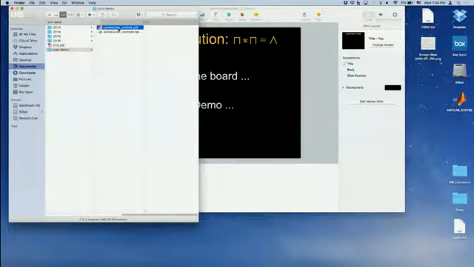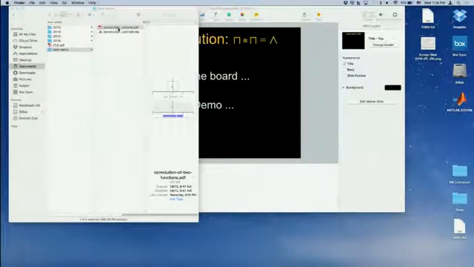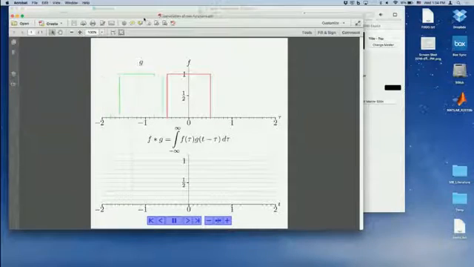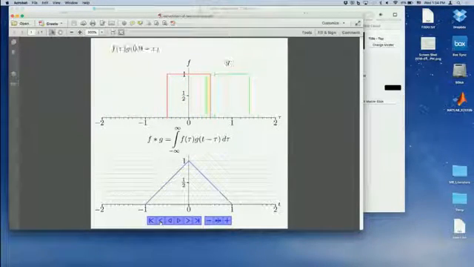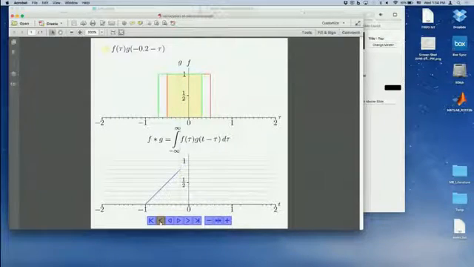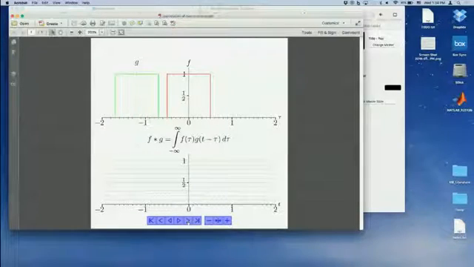This is a fun demo I found. Someone actually wrote this using tech. So it's the same example we just went through. We have two rectangles. In this case, they're called f and g. And you can see that f is fixed while g is flipped and moving around. On the bottom, you'll see the output, f convolved with g.